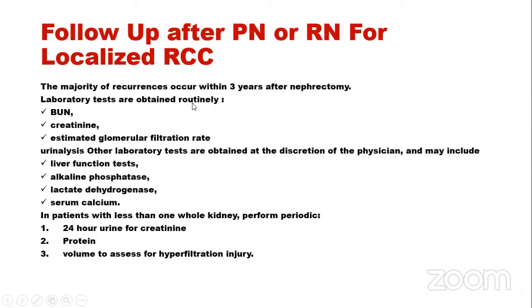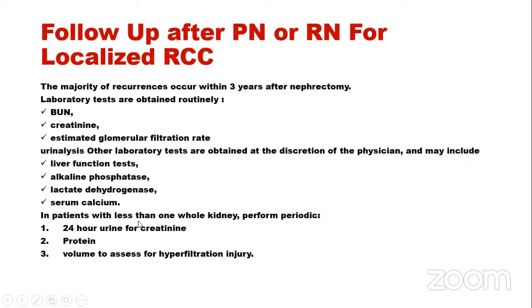Laboratory tests are obtained routinely that include blood urea nitrogen, creatinine, and eGFR, estimated glomerular filtration rate. Urine analysis. Other laboratory tests are obtained at the discretion of the physician and may include liver function tests, alkaline phosphatase, lactate dehydrogenase, and serum calcium. So we will do blood urea nitrogen, creatinine, eGFR, and urine analysis, and other laboratory tests, as I mentioned, LFT, alkaline phosphatase, lactate dehydrogenase, serum calcium.